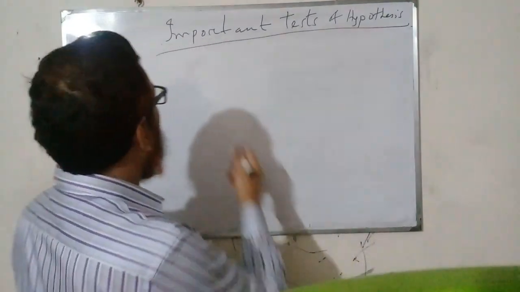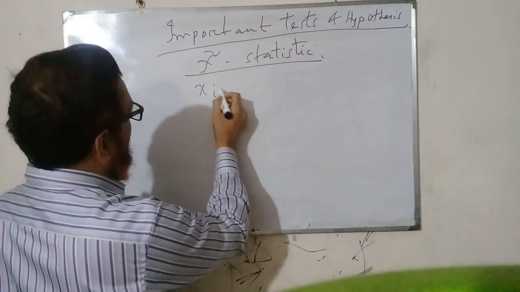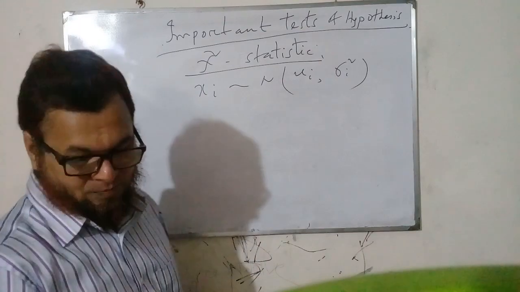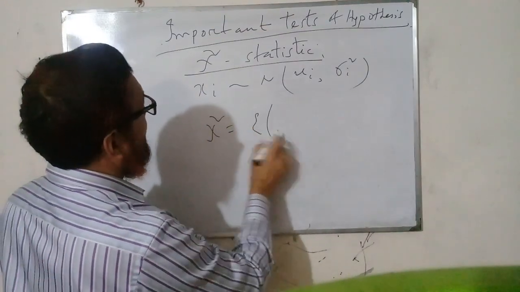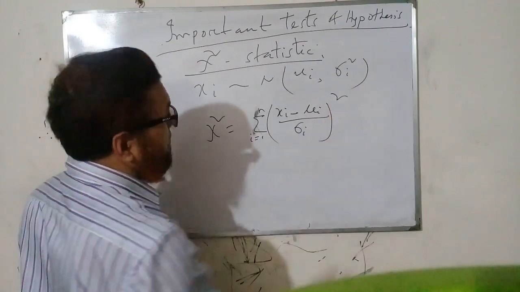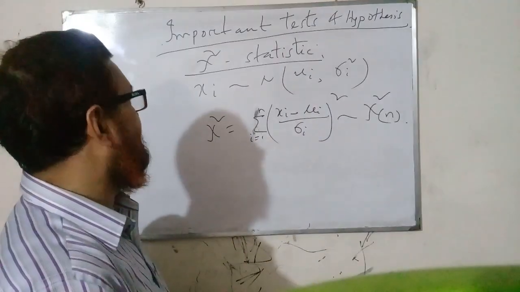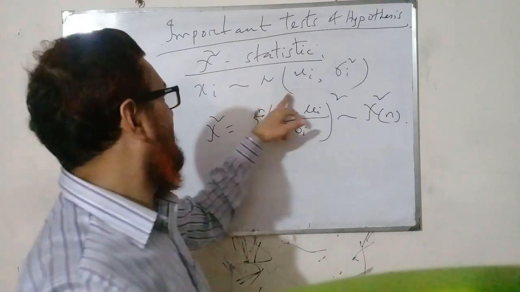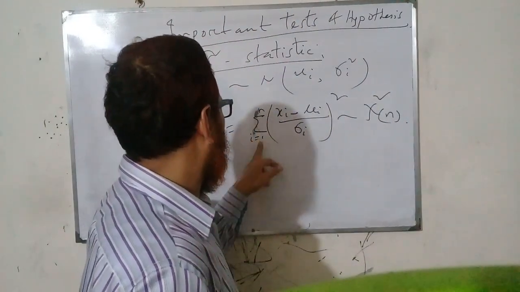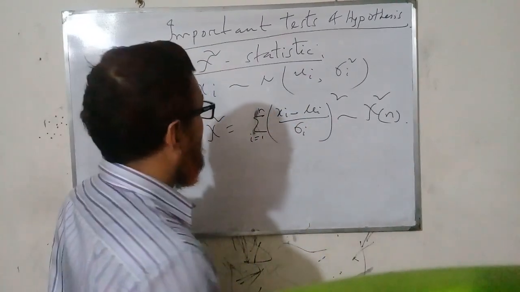Next, the chi-square statistic. If xi follows a normal distribution with mean μi and variance sigma square, then the chi-square statistic equal to summation of (xi minus μi) by sigma, whole square, follows a chi-square distribution with n degrees of freedom.